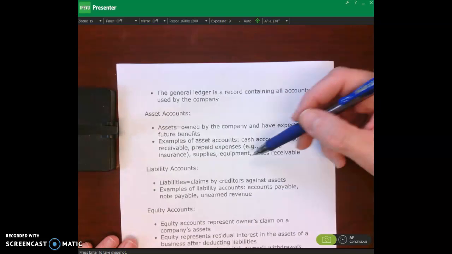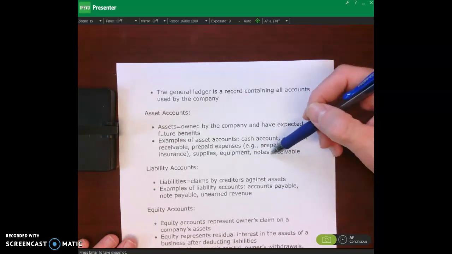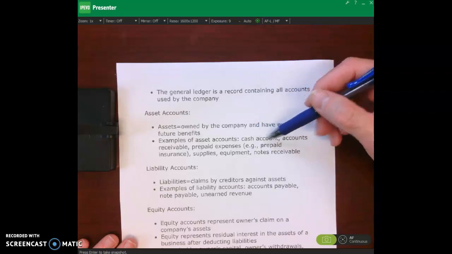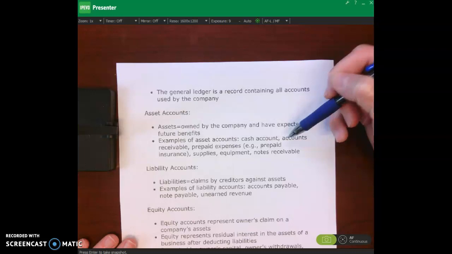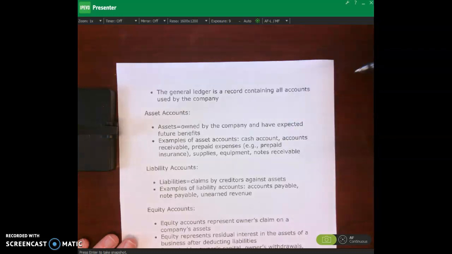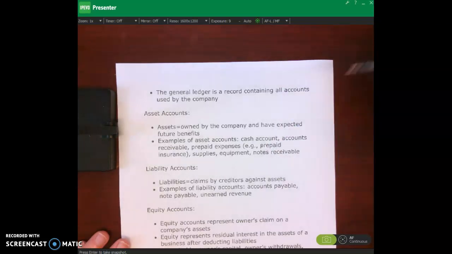Supplies are also asset accounts, equipment, and then notes receivable. I talked about accounts receivable in the chapter 1 lecture video. Remember, if we sell something on account or we sell something on credit, which means that we made the sale and our customer says we can't pay you now, we're going to pay you in a month, then we would have an accounts receivable. We can also have a notes receivable. What's the difference? Notes receivable has interest. Accounts receivable typically does not.